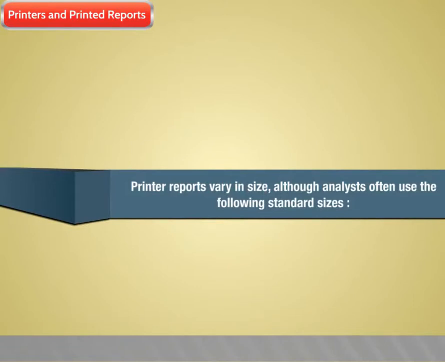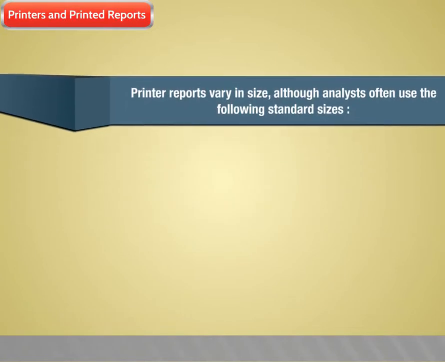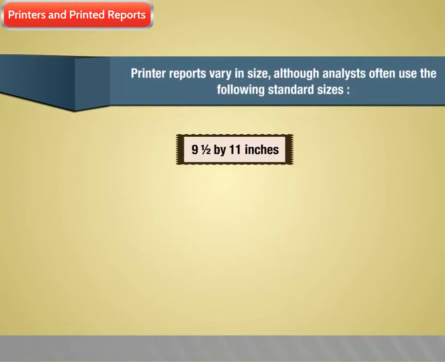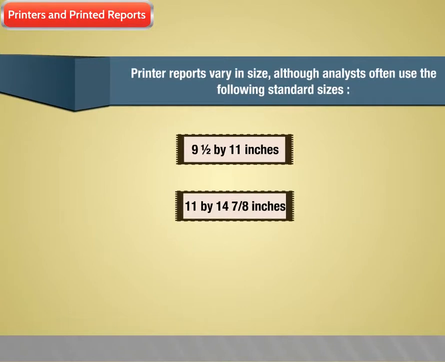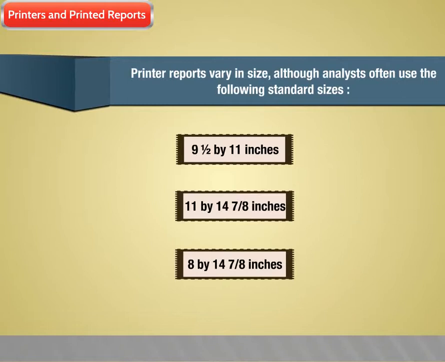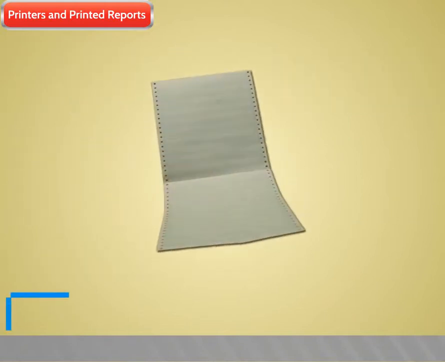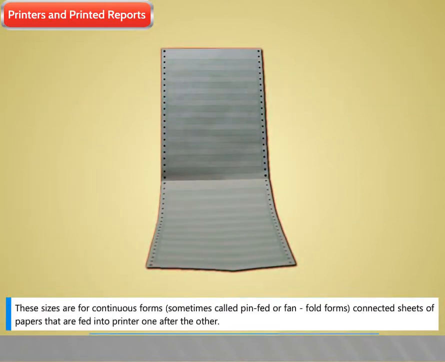Printer reports vary in size, although analysts often use the following standard sizes: 9.5 by 11 inches, 11 by 14 7/8 inches, 8 by 14 7/8 inches. These sizes are for continuous forms, sometimes called pin-fed or fan-fold forms, connected sheets of paper that are fed into the printer one after the other.